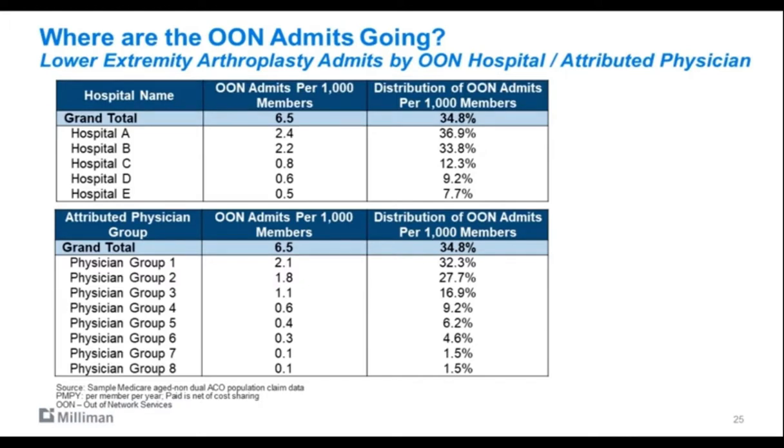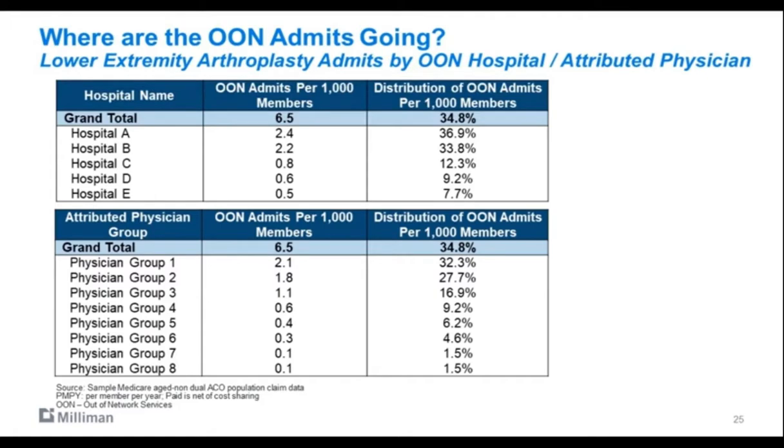So the next question is really, okay, well, what hospitals are those out-of-network surgeries being performed at? And there may be a reason. Maybe your hospital network doesn't perform cardiac surgery, so there's a good reason why they go out of network. But for some, there's not. And then who are the attributed physicians to that patient that's allowing their patient to go out of network? Why aren't they directing patients to in-network surgeons?